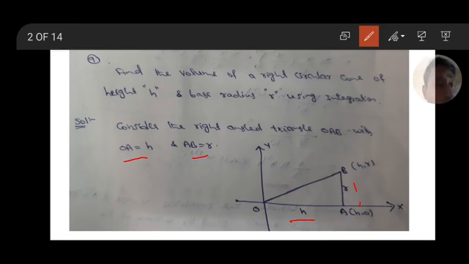If this triangle area, this part, is rotating about the x-axis, what happens? We will get it like this. It is a cone, a right circular cone. When this rotates, we get a right circular cone, with height h and base radius r. Find its volume. I am considering the right angle triangle OAB with OA equal to h, height is h, and radius AB equal to r.